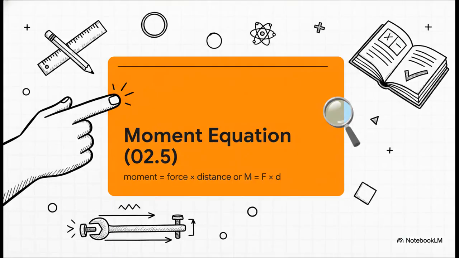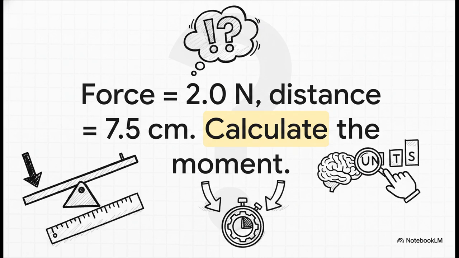And would you look at that? Just like before, they're basically handing us a free mark on a silver platter. All you have to do is write down the right equation for the moment of a force. Moment equals force times distance, or M equals F times D. Easy. Time for another calculation.